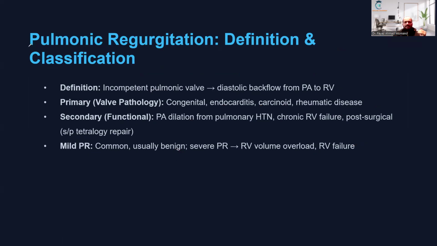Now, regurgitation of the pulmonary valve allows backflow from the pulmonary artery to the right ventricle. Causes include congenital anomalies, endocarditis, carcinoid tumor, rheumatic heart disease, and secondary or functional regurgitation. It's due to pulmonary artery dilatation when there is pulmonary hypertension present or chronic right ventricular failure. Sometimes it can happen after repairing the heart for tetralogy of Fallot congenital heart disease.